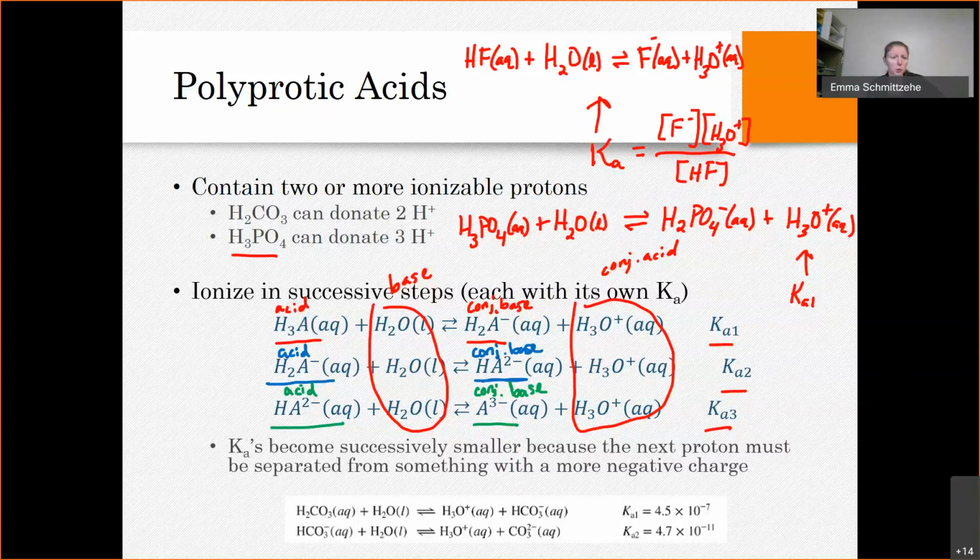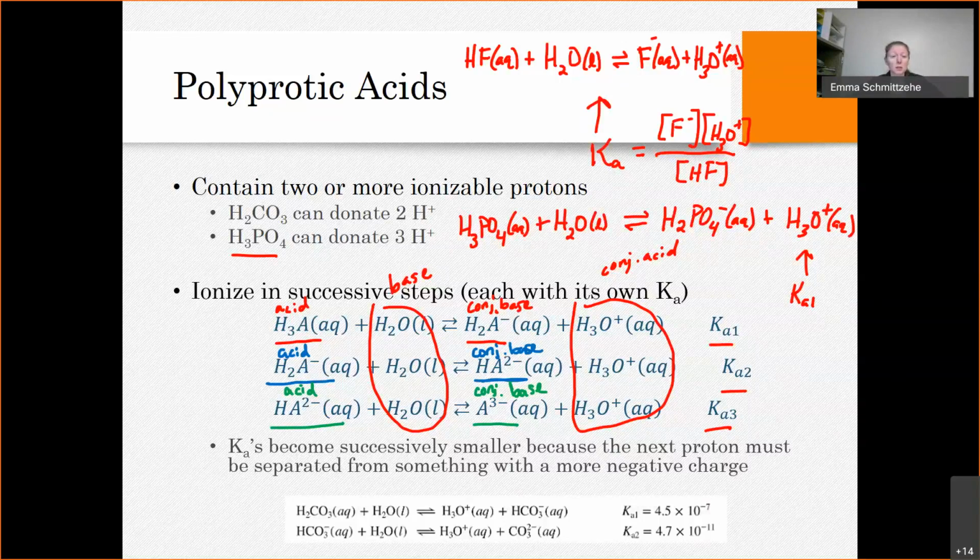So that's as far as we'll go with polyprotic acids. You should just realize, what does it mean if it's a polyprotic acid? It can give up more than 1 proton, and you should understand the steps it goes through: it gives up 1 proton at a time, and each of those is related to a numerical equilibrium constant.